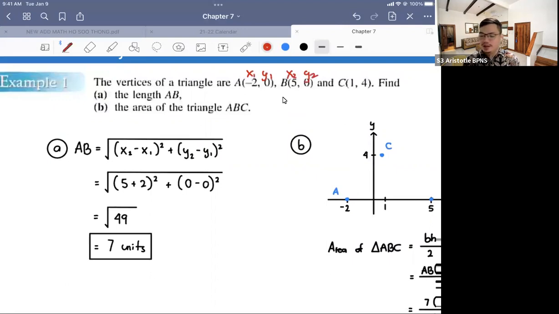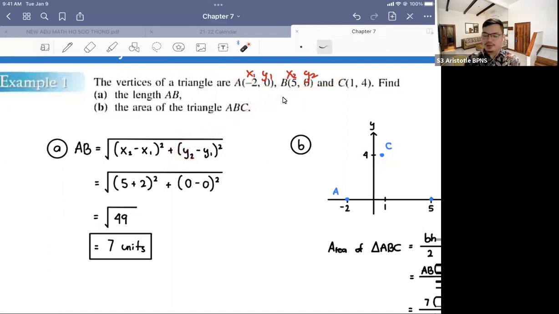Now my technique here is this. The second point is always my x sub 2, y sub 2, and the first point is always my x sub 1, y sub 1. If you don't want to write labels like this, it's totally fine. Just be careful when substituting the values into this formula.